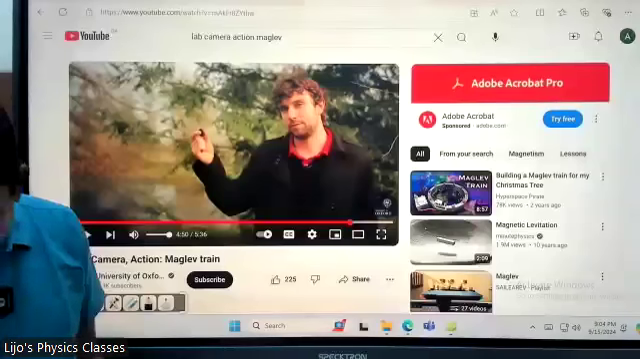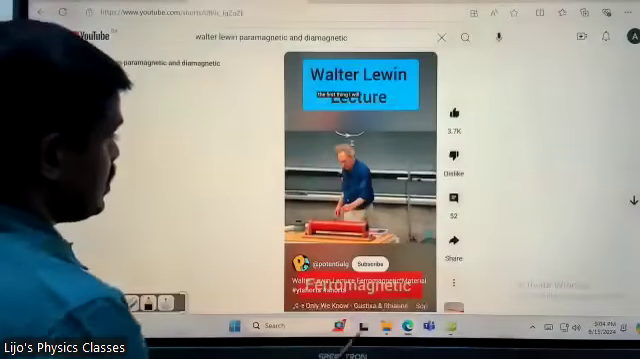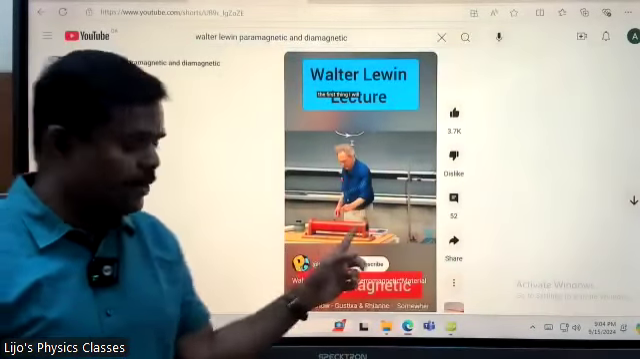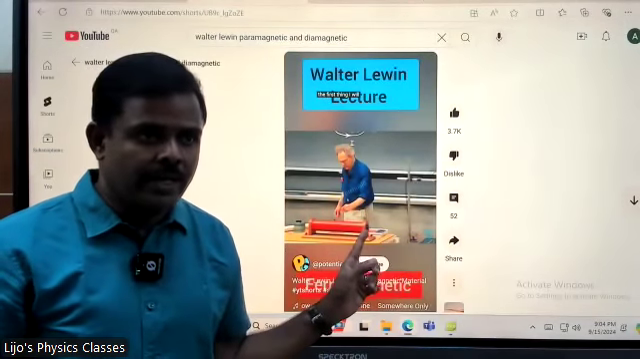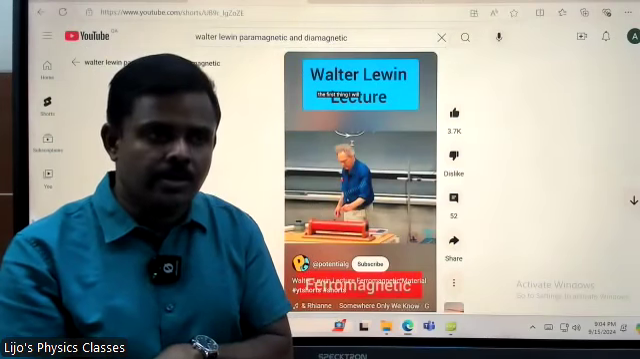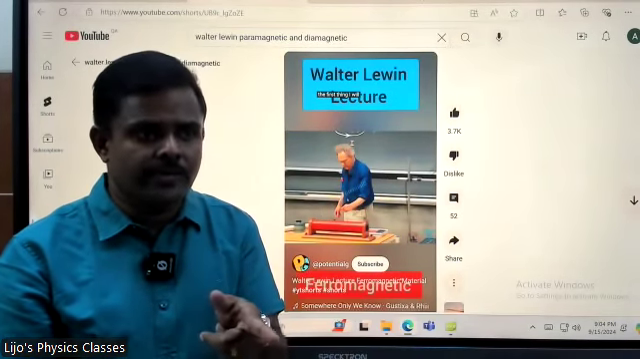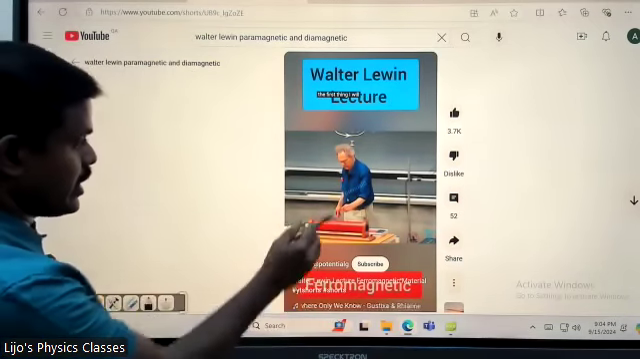All of you understood? Now, let me show you something. We have a solenoid here. Look at this solenoid. He is going to introduce a core inside. See what happens to the core. And tell me whether it is diamagnetic, paramagnetic, or ferromagnetic. So look at this and tell me.